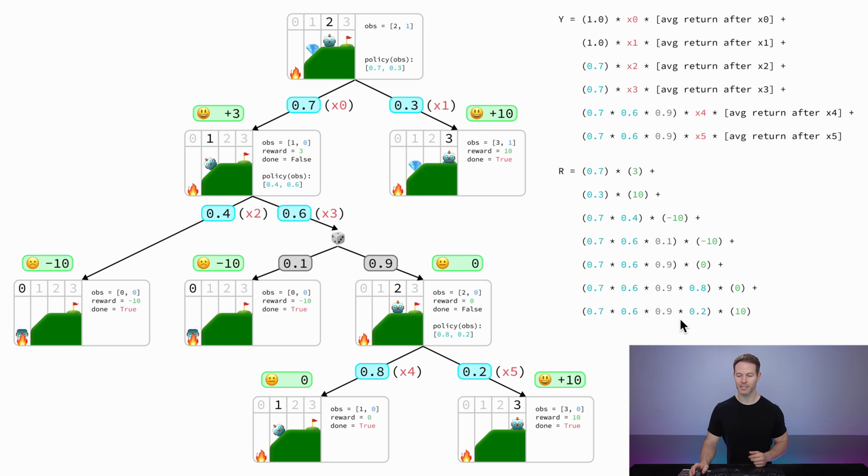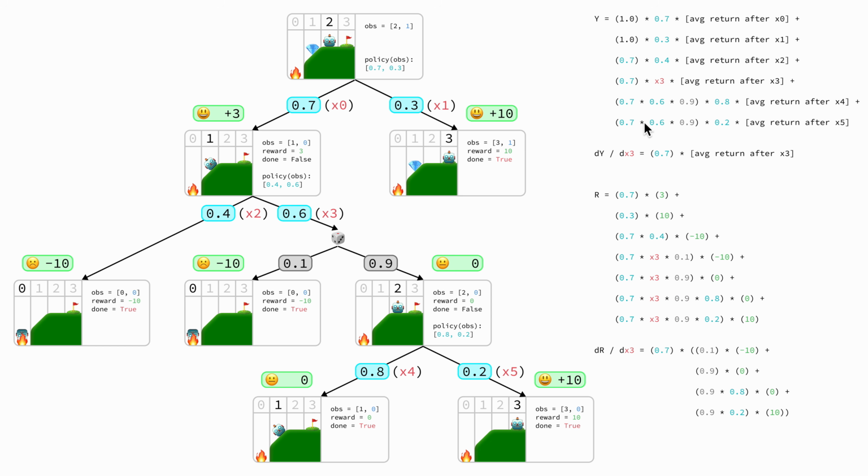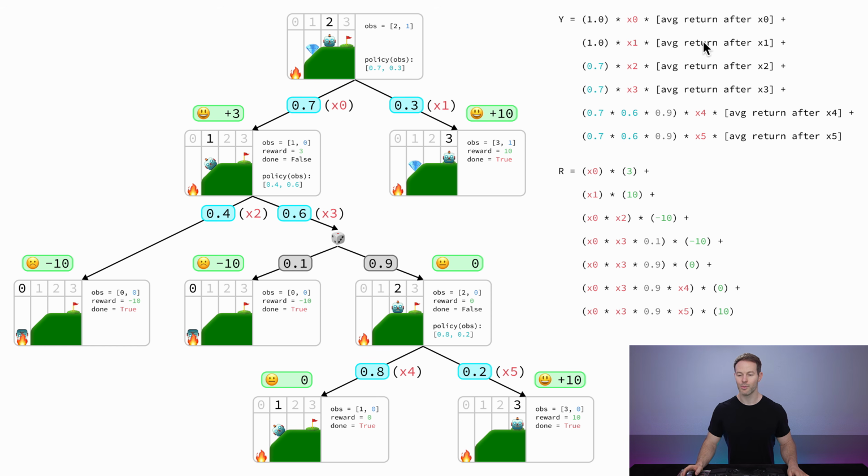So for example, here's the sum of our expected return as before, and when we put it in this format using the x0, x1, x2, and so on, we can see that it'll look like this, with all the variables in place. And then, for example, to find the partial derivative of each of these values with respect to x3, we can see that all the other values become constant. Then when we take the derivatives of each of these values, up here we'll get 0.7 times the average return after x3. And down here we'll get this value. And as we saw before, this value on the right is the average return after x3.